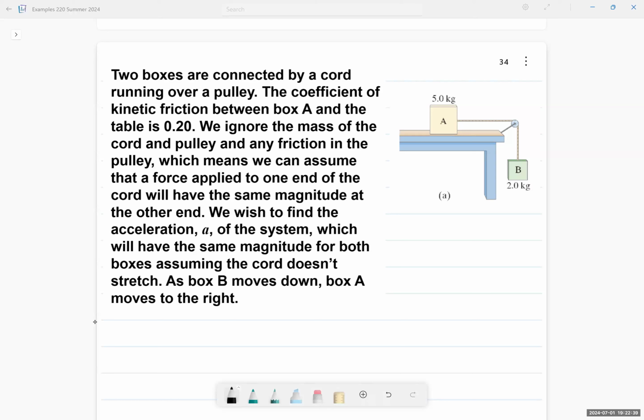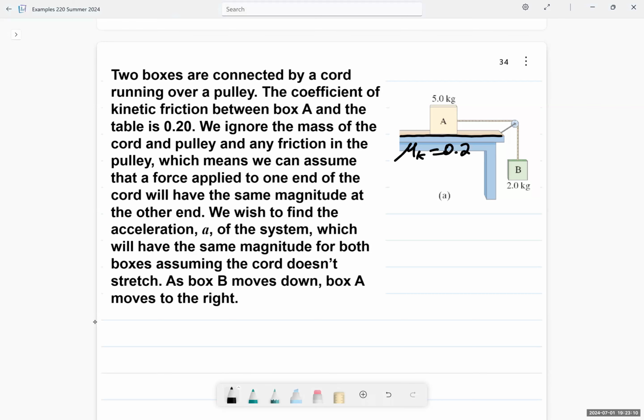So we're given that the coefficient of kinetic friction between box A and the table is 0.2. That means this surface here is a rough surface with a coefficient of kinetic friction of 0.2. We ignore the mass of the cord, which is good because that means tension is the same everywhere. And any friction in the pulley, which means we can assume that force applied to one end of the cord will have the same magnitude as the other end.